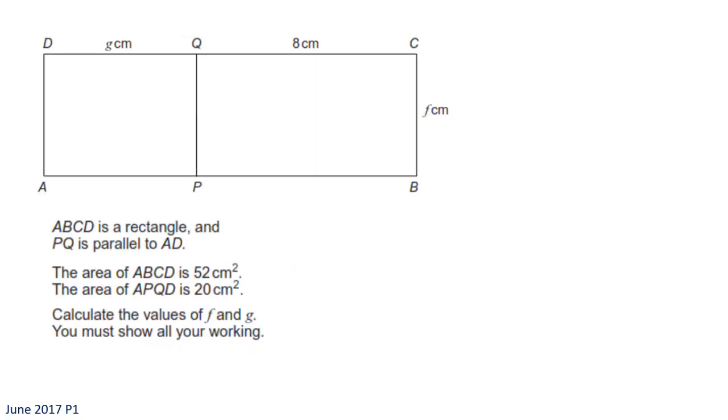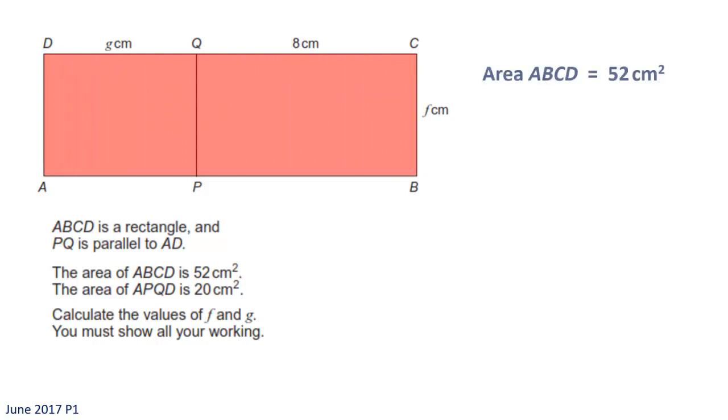Right, let's shift that out the way a bit, and let's have a look what they're telling us. Well, they're telling us that this big one here is 52 square centimetres, and that little one there, which I've coloured kind of bluey purple, is 20 square centimetres. Now we're trying to find F. So actually, if we worked out that pink shape area, we could work out F.